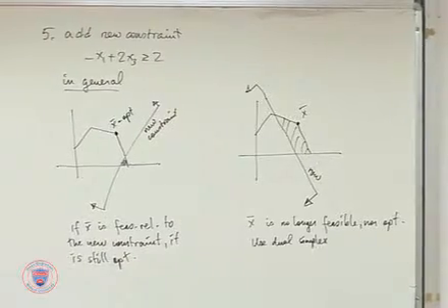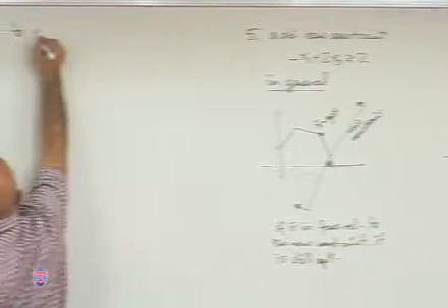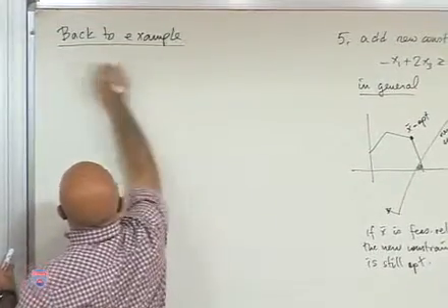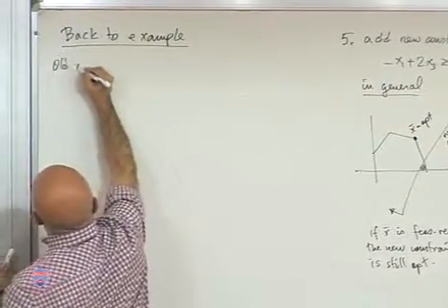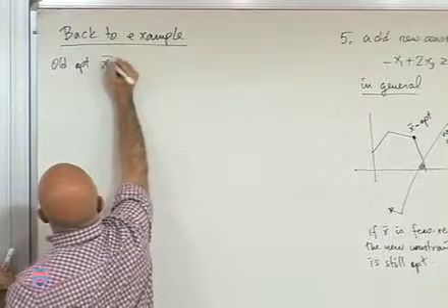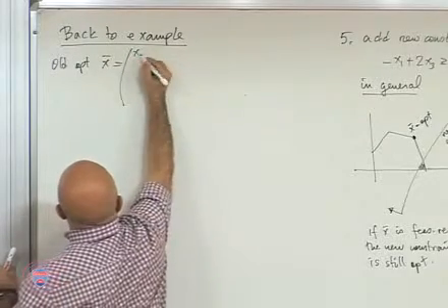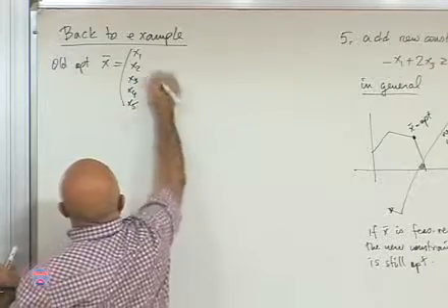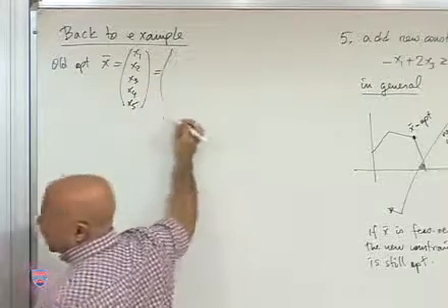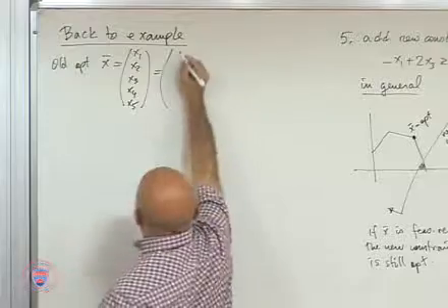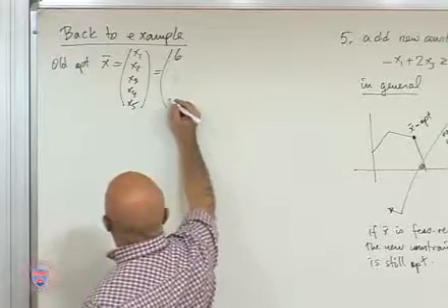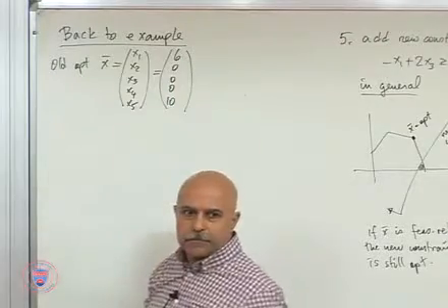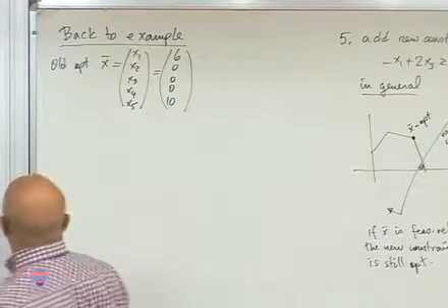So, back to the example. The old optimum solution is x1, x2, x3, x4, x5. x1 is how much? 6. x5 is 10. The other ones are all 0. Okay? That's the old optimum solution.